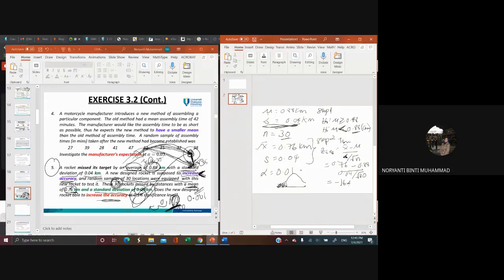Negative 16.4317. Yes, thank you. Remember, in statistics, 4 decimal places everywhere. So you can see this is your value, this is what you have. Now step number 3.